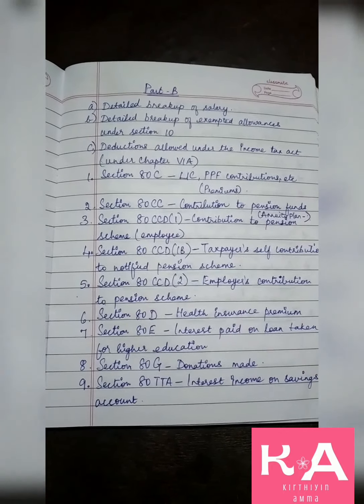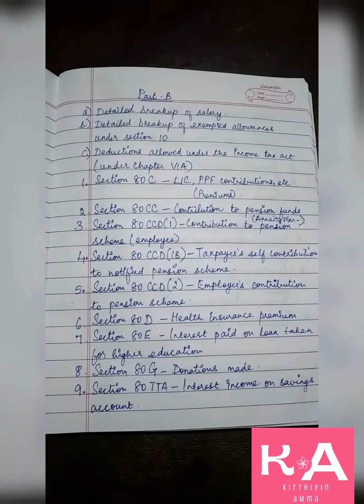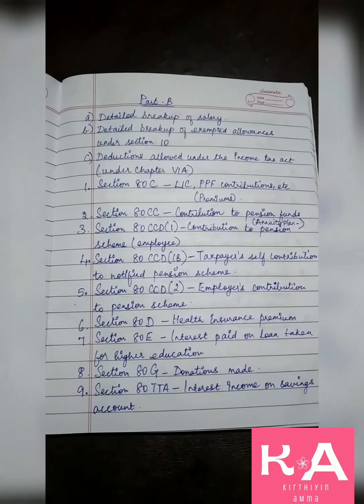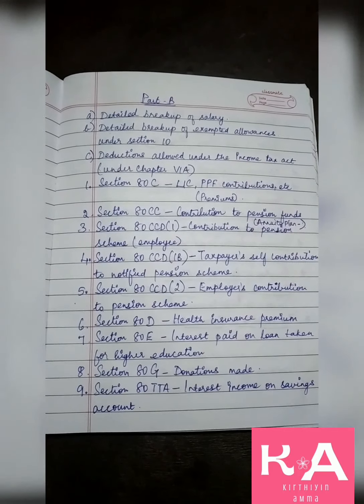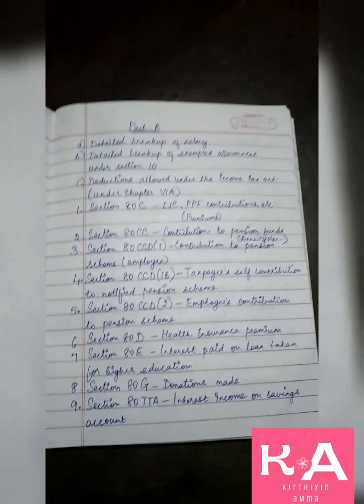Generally, you can avail tax exemption up to 10,000 of your interest income. So more than that, you will be imposed tax.